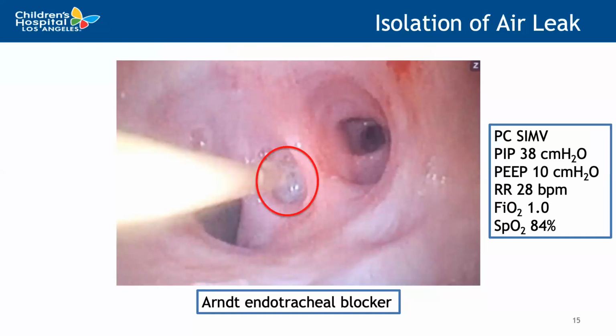Unfortunately, the patient had increasing CO2. This may have been due to the actual obstruction of the endotracheal tube during the bronchoscopy, and so it's unclear how much of that was due to that versus the actual introduction of the ARDS blocker. So his ventilator settings were increased to a PIP of 38, which is pretty high, with a PEEP of 10. Now he was requiring 100% FiO2 to maintain sats of 84%. So ultimately, the blocker was not left in place as he clearly was not tolerating this.